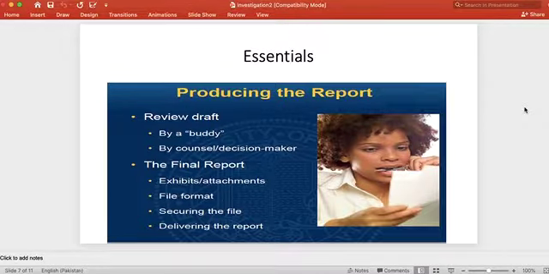Some of the essentials are here. When the report is produced, first review the draft. You should have somebody around you, maybe your friend, maybe your colleague, who should help you in editing and reviewing the report. That person may be called a buddy, and that person can be helpful in reviewing and checking anything bad in the report. It can help the people to make a better decision.